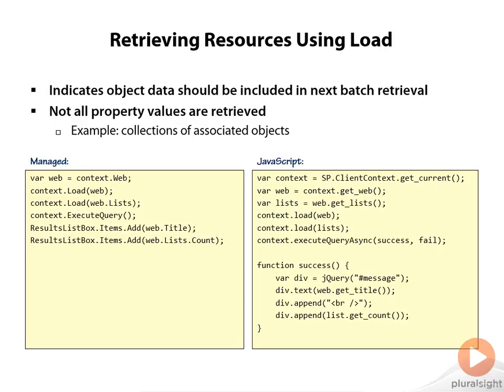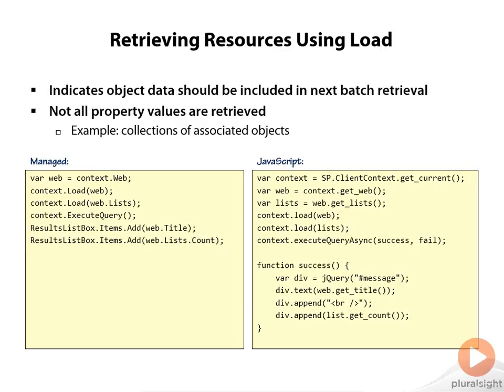The first is to pass a reference to the object to the load method off of the client context. This indicates to SharePoint that we want to retrieve its property values in the next batch retrieval. Now, only primitive property types like dates, strings, numbers, and booleans get automatically retrieved. If there are collection property types, we need to explicitly load those as well. So as we can see in the slide, for the web object, we're loading the web object, and we're also loading its list property.